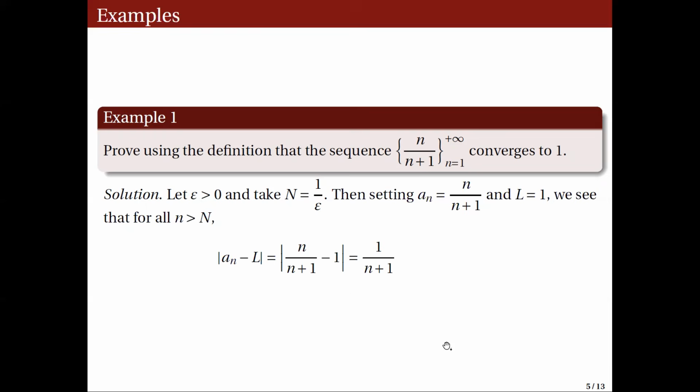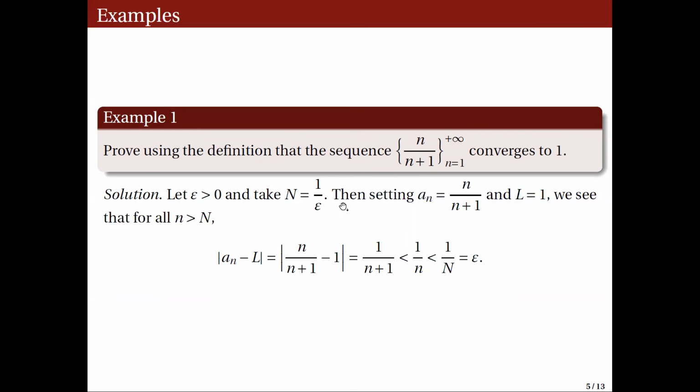And then this fraction here is actually less than 1 over n due to the fact that 1 over n plus 1 has denominator n plus 1, which is greater than the denominator n of 1 over n. So in this case, the fraction 1 over n plus 1 is smaller than 1 over n. And therefore, using the inequality n greater than capital N, we see that 1 over n is in turn less than 1 over capital N, which is equal to epsilon.